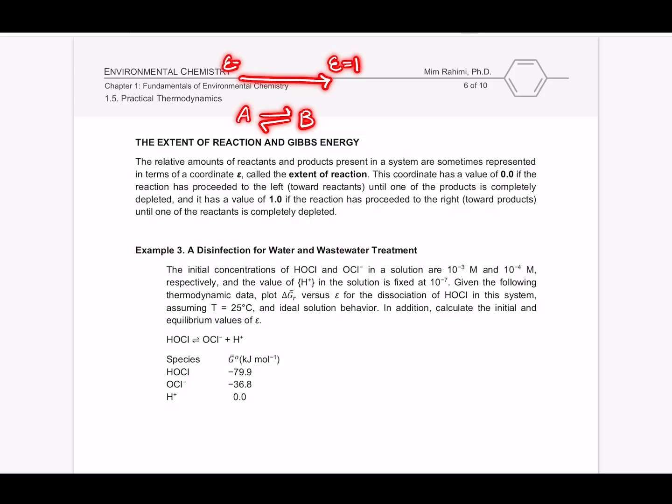If there's no A, there's no B, and all of A is in its pure form, so there's no progress of reaction, there's no extent of reaction. So in that condition, we can say the extent of reaction is 0. And on the way from the extent of reaction from 0 to 1, which are the two extreme ends, there is the equilibrium. So the equilibrium represents an extent of reaction, which is somewhere between the two.